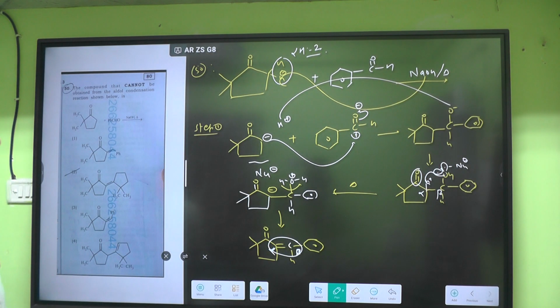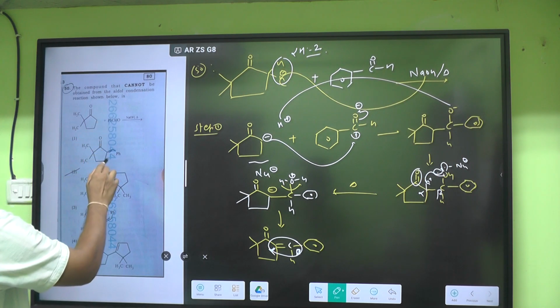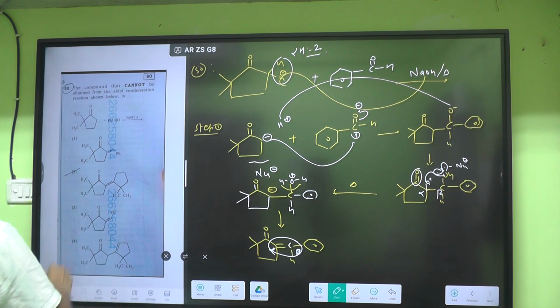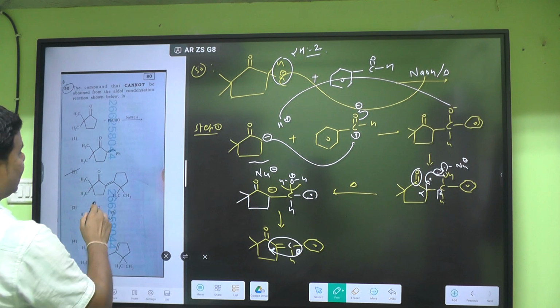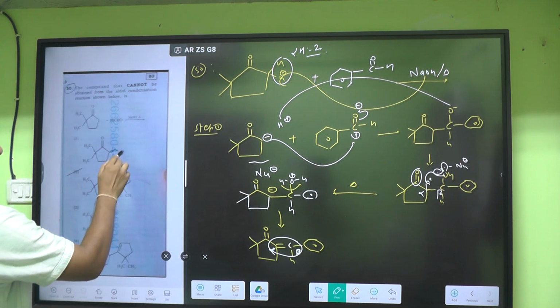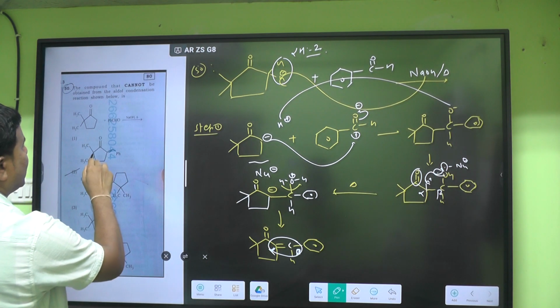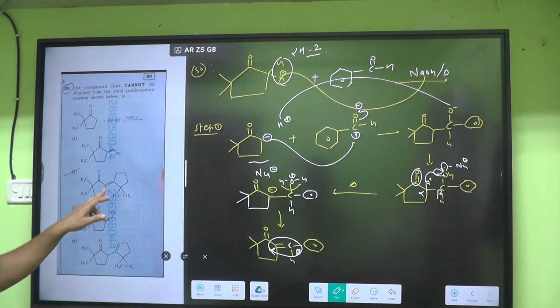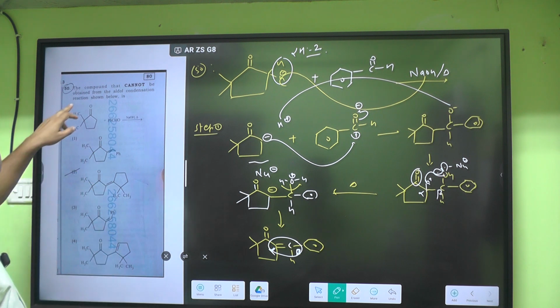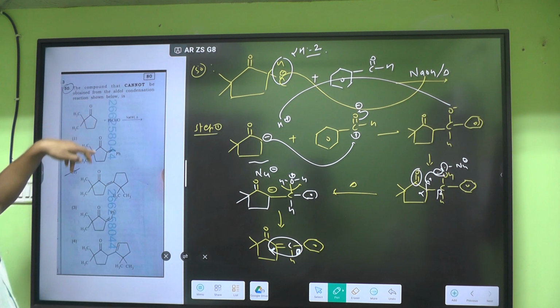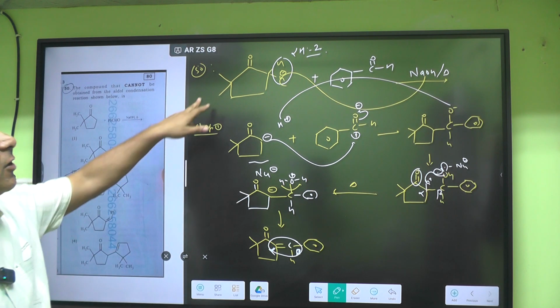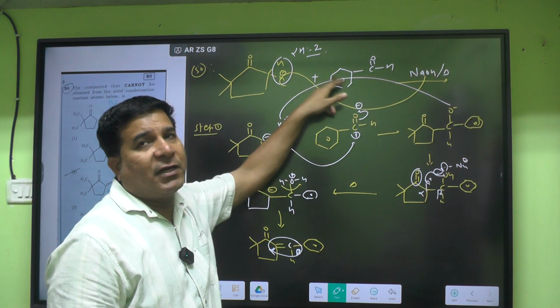So now which option is correct? Remember, phenyl is given in the first option, C6H5 with a double bond. So the first option is correct. Now for the second: remember the question asks which cannot be obtained. The first can be obtained; it is a cross aldol condensation, where both reactants are different.